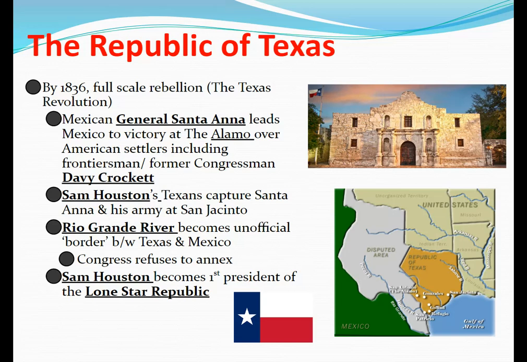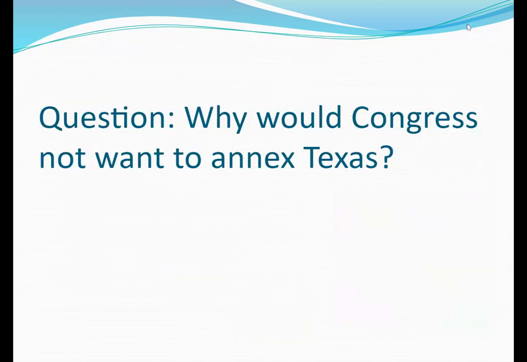Why did they form their own country? Well, that had not been their original intention. They thought they could have this rebellion, win it, push out any kind of Mexican military presence, and that the United States Congress would just simply accept them into the Union. For 9 years, Congress refuses to do this. So the question is, why would Congress not want to annex Texas?